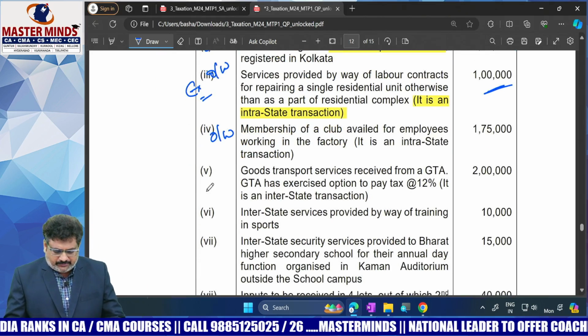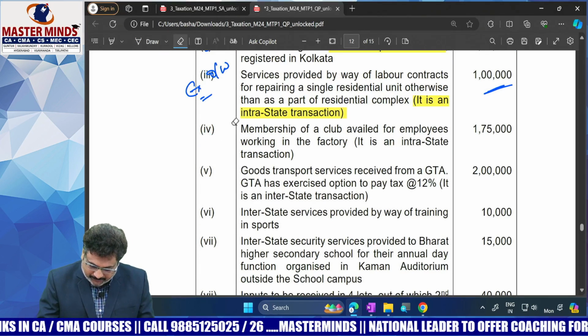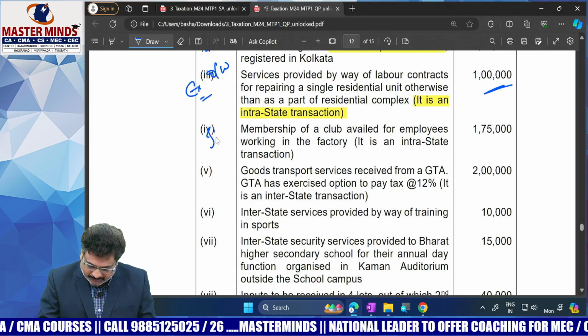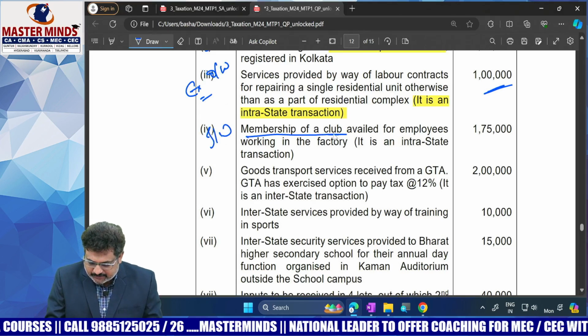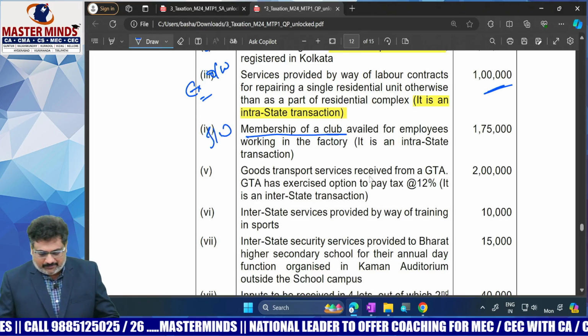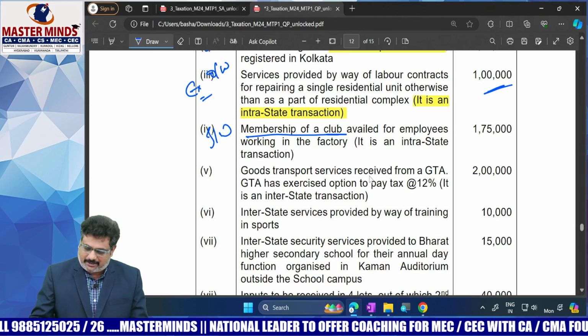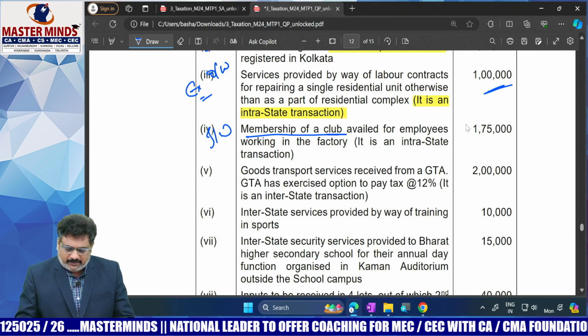Membership of a club is, sorry, it is inward supply. I just wrote it like this now. It is inward supply. And on this, it is a blocked credit. ITC availed, can ITC be claimed or cannot be claimed? Cannot be claimed. Next one.